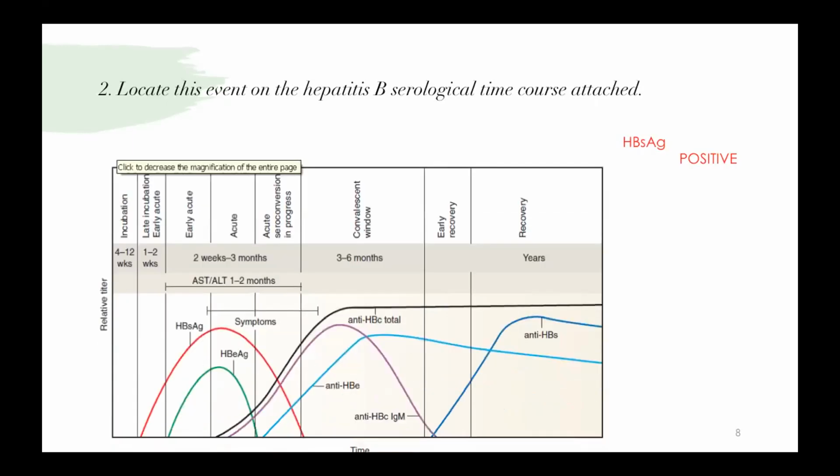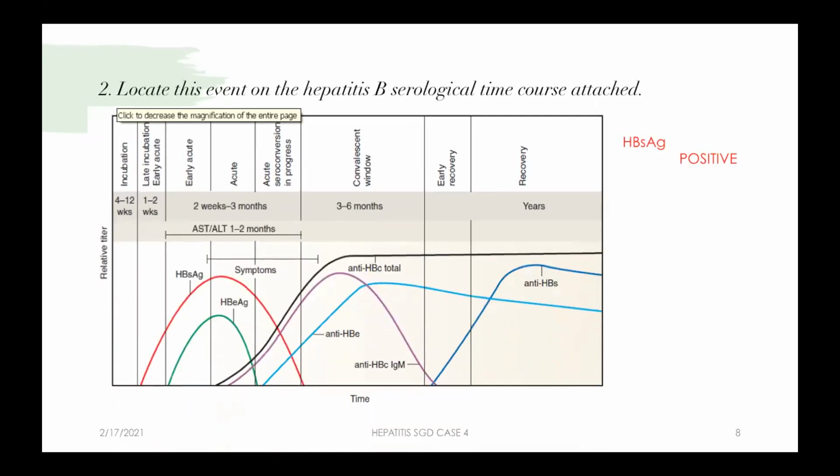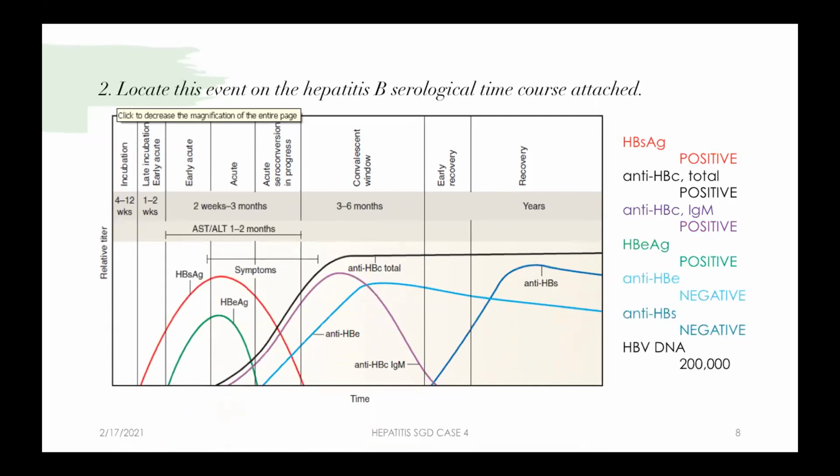For question number 2, we need to locate this event on the hepatitis B serological time course attached. Our patient has HBs antigen positive, which is the red arc. Then anti-HBc total positive, the black line. Then anti-HBc IgM positive, the purple one. HBe antigen positive, the green one. And anti-HBe and anti-HBs negative, the light and the dark blue ones.